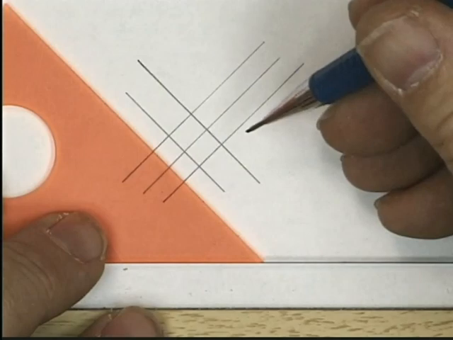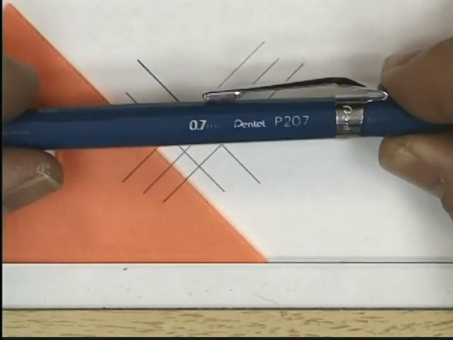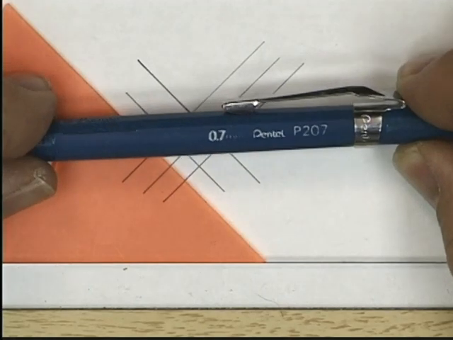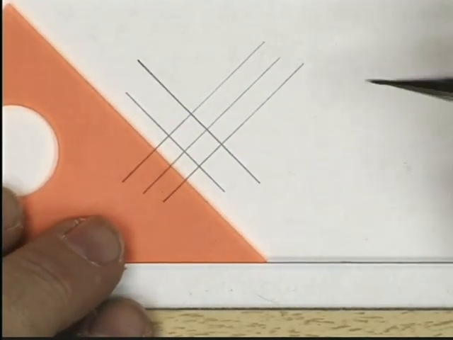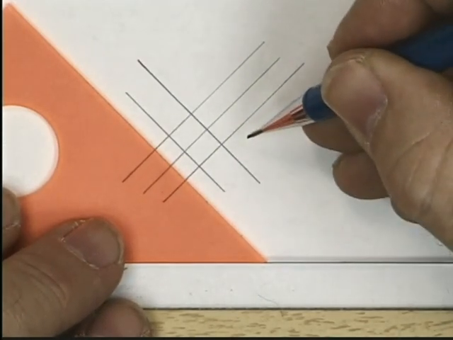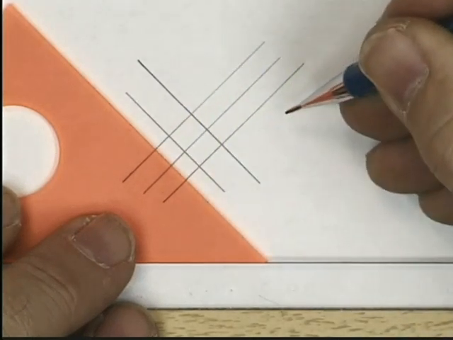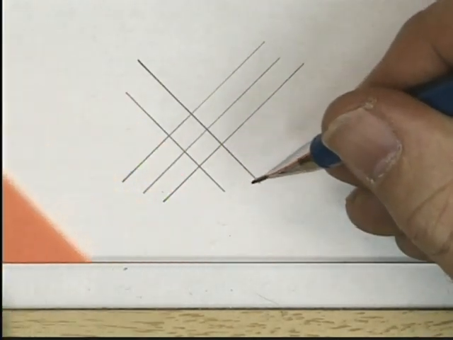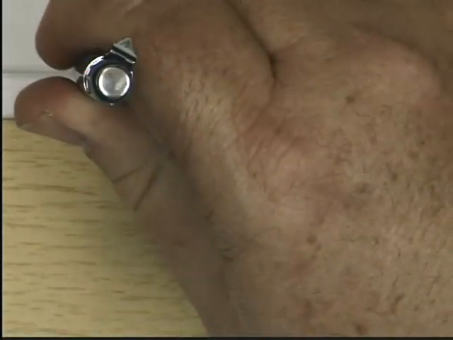Now this particular pencil has a mark on here that says 0.7 millimeters thick, and the standard thickness for object lines is 0.7 millimeters. Now this requires a different technique than the conical point. Here I do not hold the pencil at an angle and I do not turn the pencil. Instead, I hold the pencil perpendicular to the paper and I draw firmly.